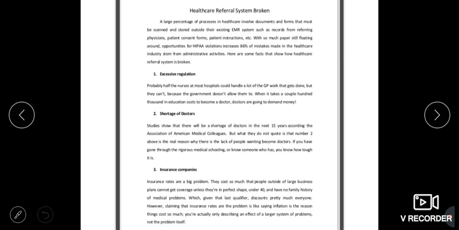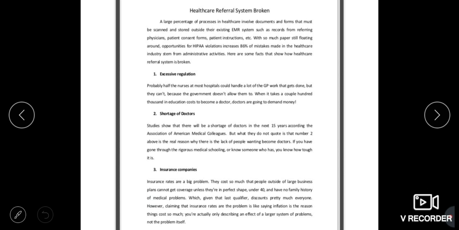These are some of the issues we are facing in the referral system. First one, excessive regulation. There is too much regulation when referring a patient from one center to another. Another one, shortage of doctors. Consider a patient we are referring at night time. If a patient comes to the PHC at night time, in some PHCs that service is not available, but in some of them it is there. So, shortage of doctors.